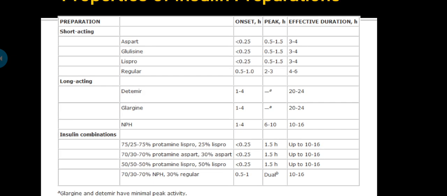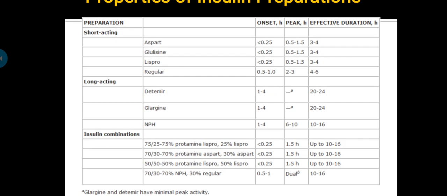Often fast-acting and slow-acting, short-acting and long-acting insulins are combined. That is called insulin combinations. Protamine lispro, protamine aspart, and so on can be combined, and that is used when there is a defect in both types of blood glucose. So when there is both fasting as well as postprandial hyperglycemia, often insulin combinations can be used, so that with fewer injections, both fasting and postprandial hyperglycemia can be corrected.